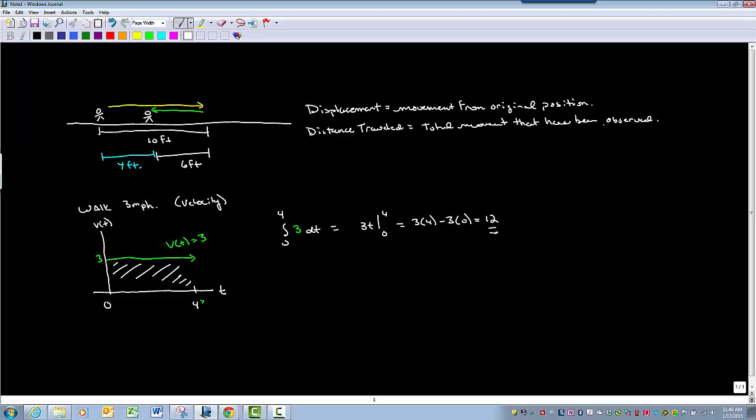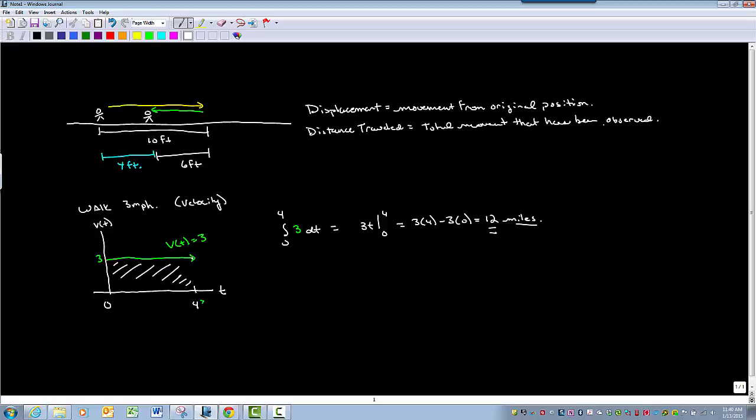Well, what is this 12? This 12 is, of course, in miles, right? Because we're dealing now with position. Okay, we've dealt with position here. So what it says is that the area from 0 to 4 at a height of 3 is 12.